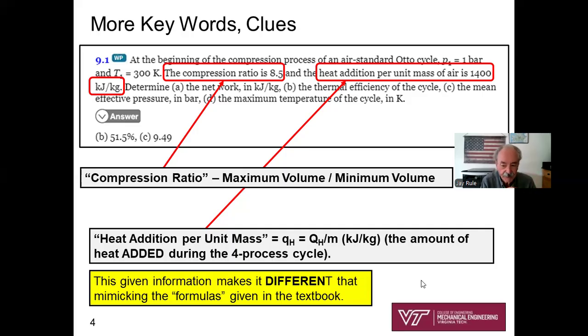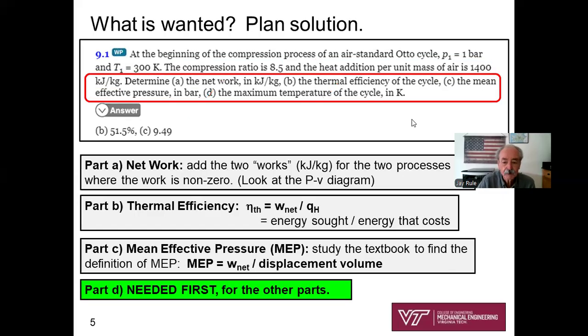This given information in this homework problem makes it different than mimicking formulas that are given in the book, because the given information is slightly different than, let's say, example problems given in the book. So that's why I'm going to try to help you get through this problem 9.1 on your own, being able to figure it out on your own. All right, so let's write down what's wanted. Let's start planning our work.